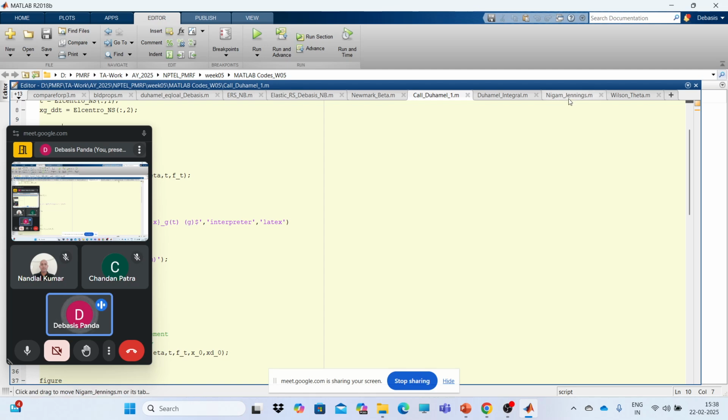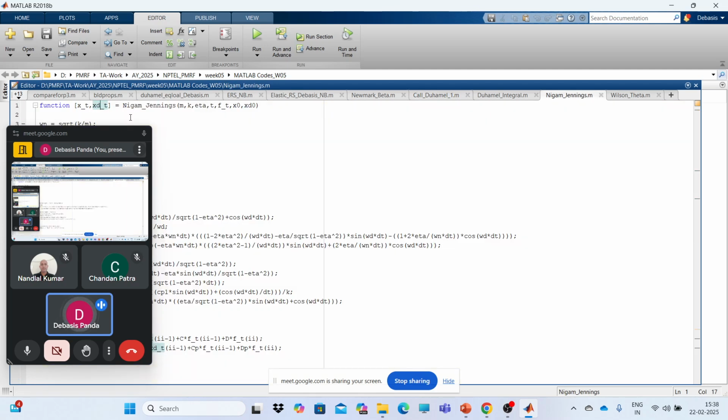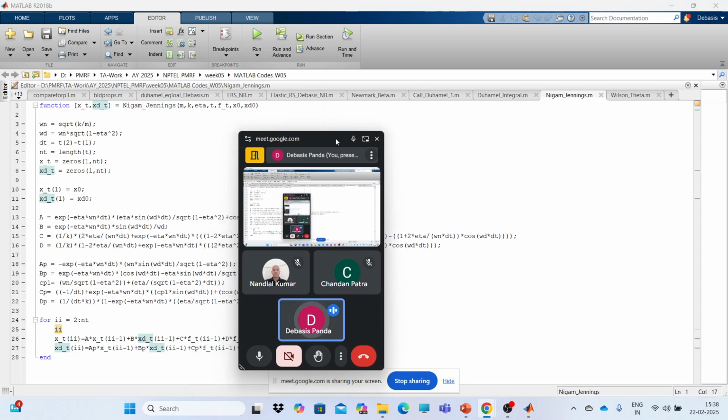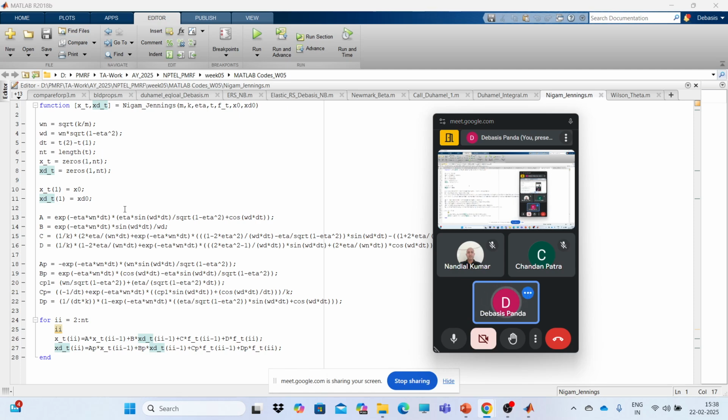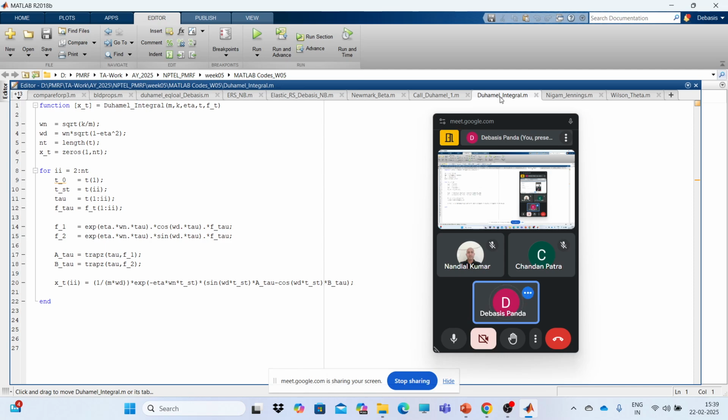I will provide the Nigam-Jennings codes and the function file both, so that you can apply them to other structures also as per your convenience, like here a, b, c, d and a prime, b prime, c prime, d prime, and finally the responses. Simple and straightforward. So we can easily solve using MATLAB. And for the Duhamel integral, the function file is also there. I have explained it. It's a simple thing.